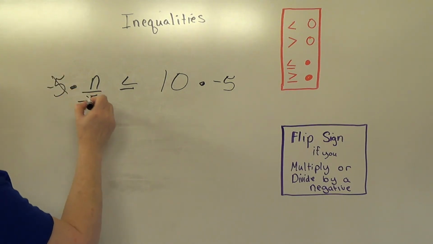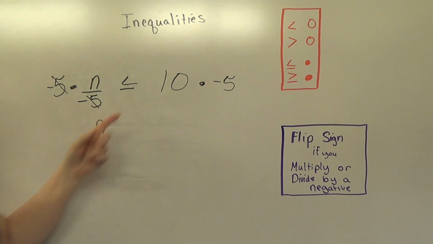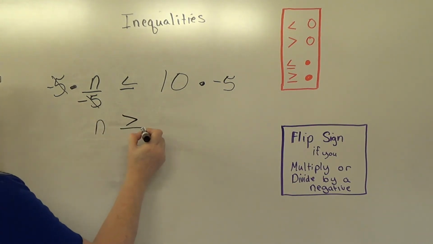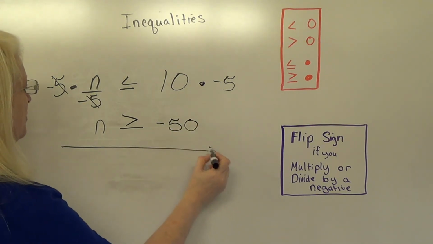Okay, so that cancels out. I drop n down. Well, I just said if we multiply or divide through by a negative, which we just did, we have to flip the sign. So this is really fun. I get to flip the sign. And now we're going to graph it.